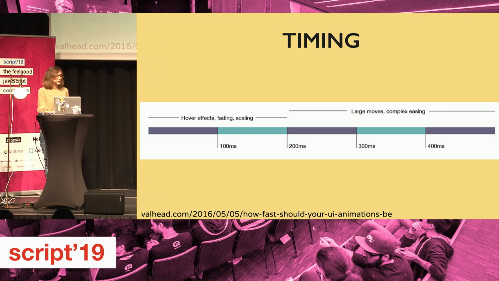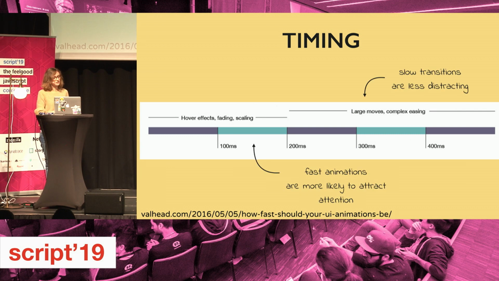There's a really great article by Val Head, who also does a lot of web animation. She says that 0 to 200 milliseconds is really great for small, fast changes like hover effects, fading, scaling, and small distances. But if you want slow transitions, you should take longer timings, like 300 or 400 milliseconds, because then it doesn't attract as much attention and is less distracting.